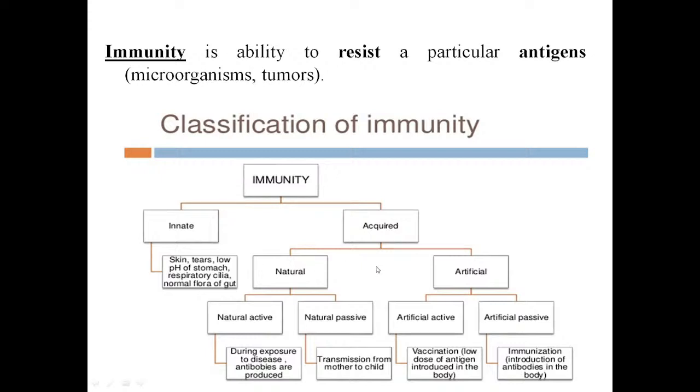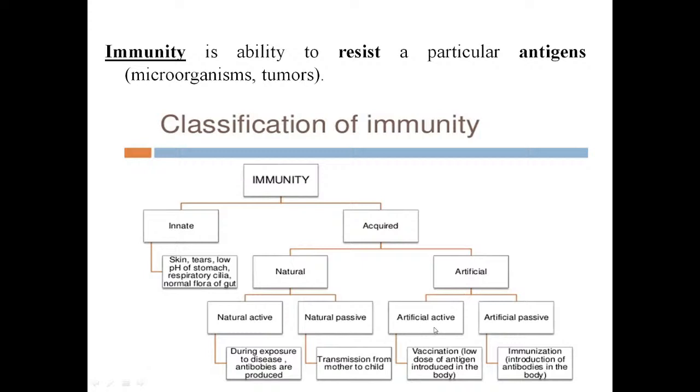Acquired immunity is divided into natural and artificial. Both natural and artificial can be divided into active and passive. Natural active immunity develops during exposure to disease, and antibodies are produced then. So natural active immunity appears after diseases. There is immunity after disease, like after whooping cough, after diphtheria. Natural passive immunity. It is transmission from mother to child. What is transmitted? Antibodies are transmitted from mother to child via breast milk. Active means the immune system produces antibodies itself, like after disease. Passive means the immune system doesn't produce antibodies. They are transmitted from the mother.